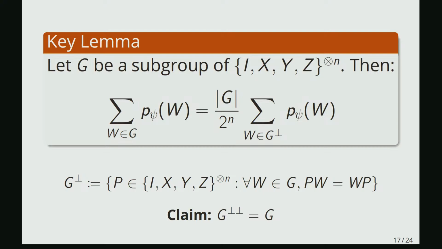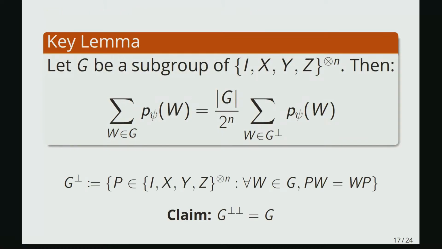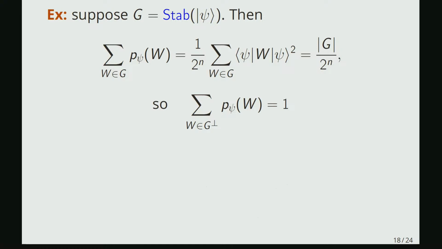So let's think about what happens when we plug in G to be the stabilizer group of psi. Again, this is just the set of Pauli operators of which psi is a +1 eigenstate. Because of how p psi is defined, if we sum over all w in G of 1 over 2 to the n times the squared expectation of w in psi, since that expectation is 1 because w stabilizes psi, this is just the size of G over 2 to the n. So if we plug that into this equation, the left-hand side is the size of G over 2 to the n. The conclusion is that the sum of p psi over the dual subgroup is exactly 1. Another way of saying this is that if G is the stabilizer group of psi, then all of the mass of this probability distribution is on the commutant of that group. So every time you take a sample from p psi, the sampled Pauli operator will commute with every element of the stabilizer group of psi.